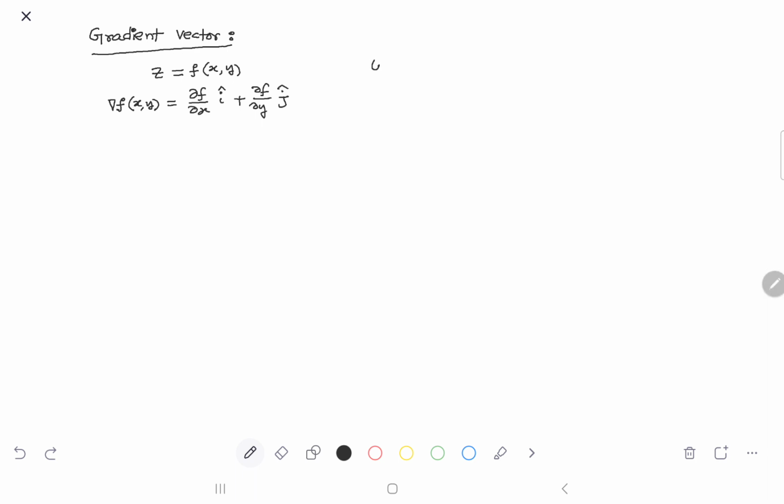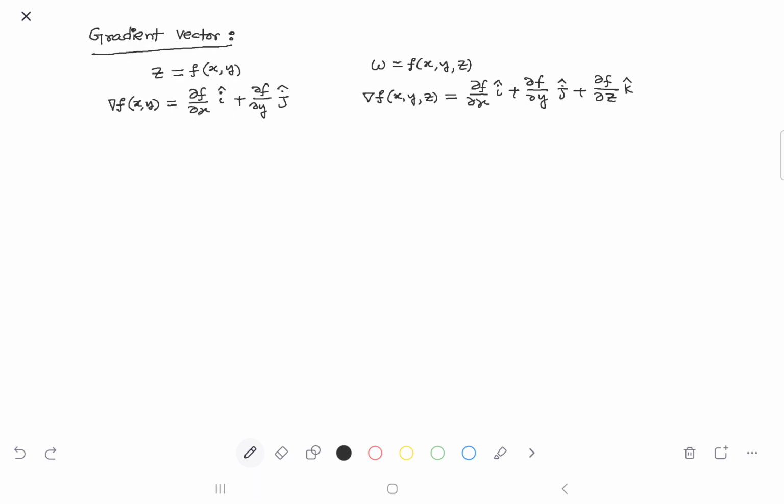Now if you have a function of three variables, say f of x, y, z, then we can also define the gradient of this function at a point x, y, z by the vector del f del x i cap plus del f del y j cap plus del f del z k cap. It is defined this way.